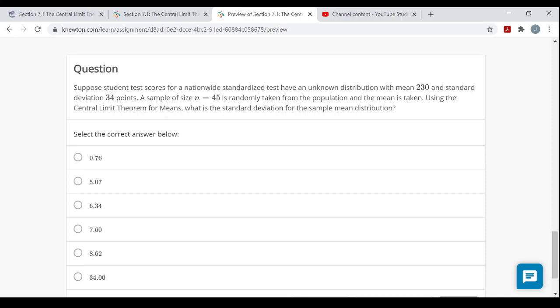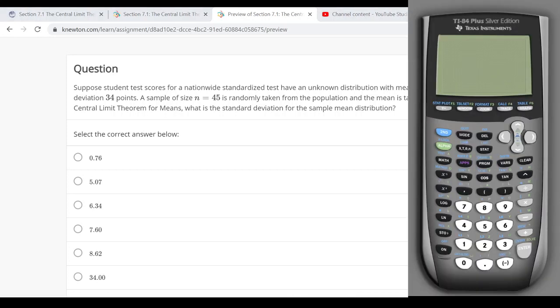have a mean of 230, but a standard deviation of 34 divided by the square root of 45. So I'm going to pull up my calculator. The mean will be the same, 230, but the standard deviation for those average test scores for groups of 45 will be the standard deviation of the original population, 34, divided by the square root of the sample size. So this is the standard deviation of the new distribution, the distribution of the means. About 5.07 if I round to two decimal places, and that's that choice there.